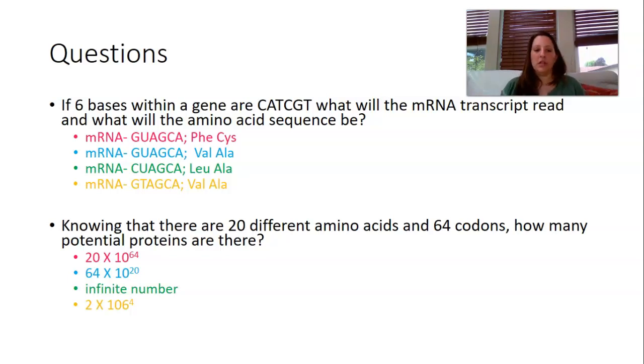Okay, next question. Knowing that there are 20 different amino acids and 64 potential codons, how many potential proteins are there? I'll give you a second to think about this one.